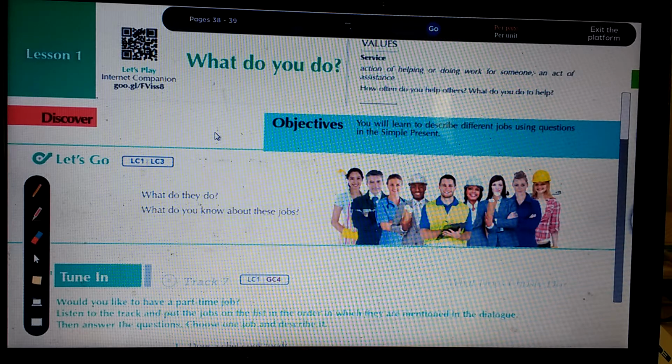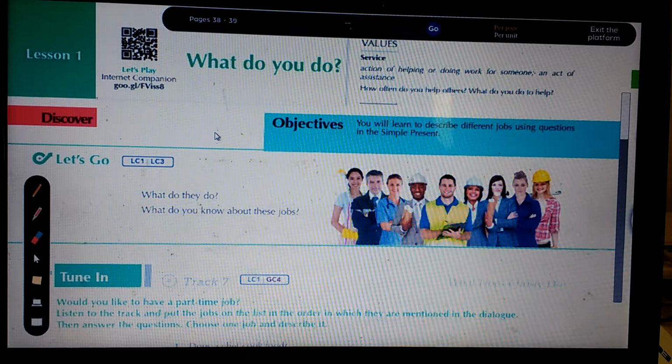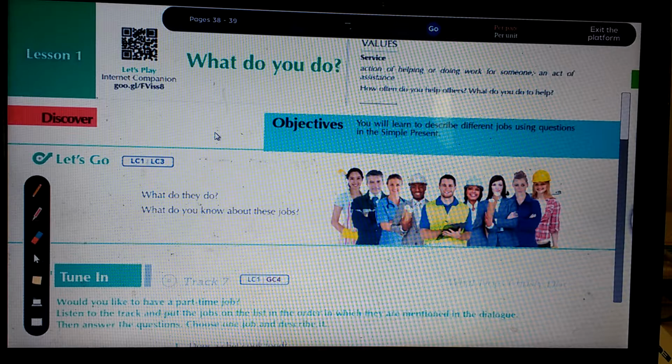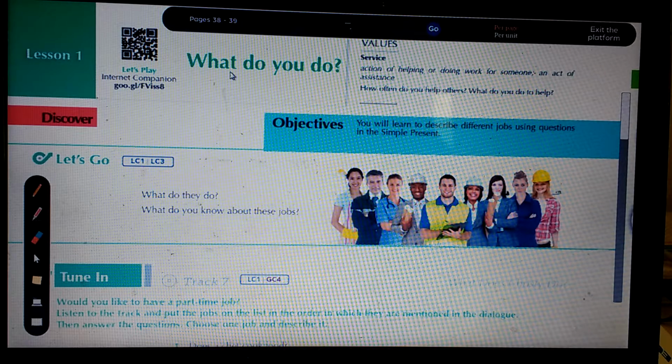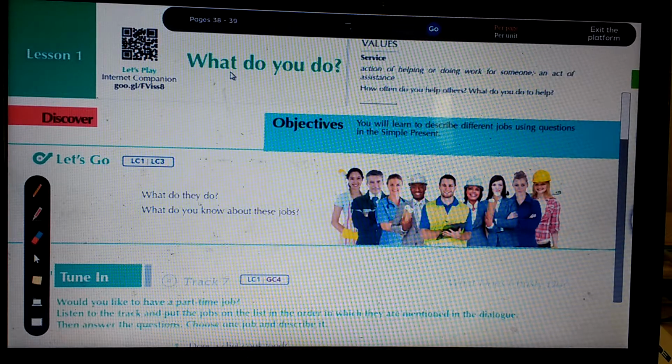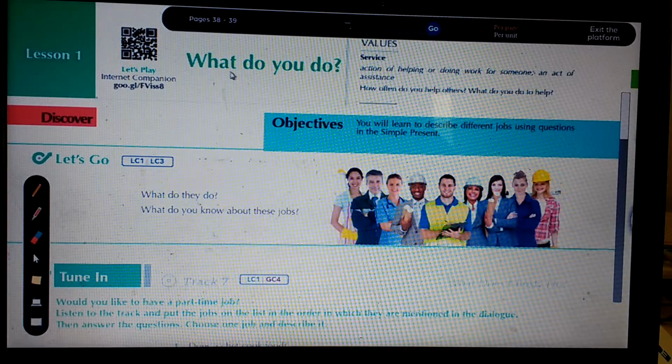So this time we want to continue working on page number 38. This is unit number 2. So this is the beginning of page number 38. This is the topic, what do you do? Remember that when we make this question, it is to know about the occupation or the job of other people. It's like if you were saying, ¿a qué te dedicas? ¿Va? So these are the values: service, action of helping or doing work for someone, an act of assistance.